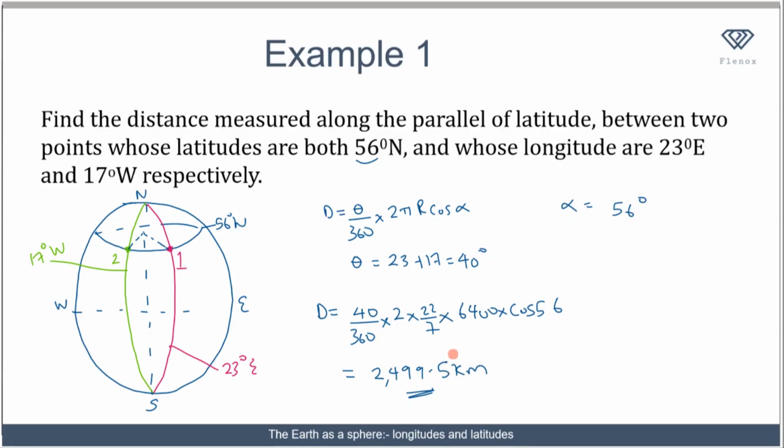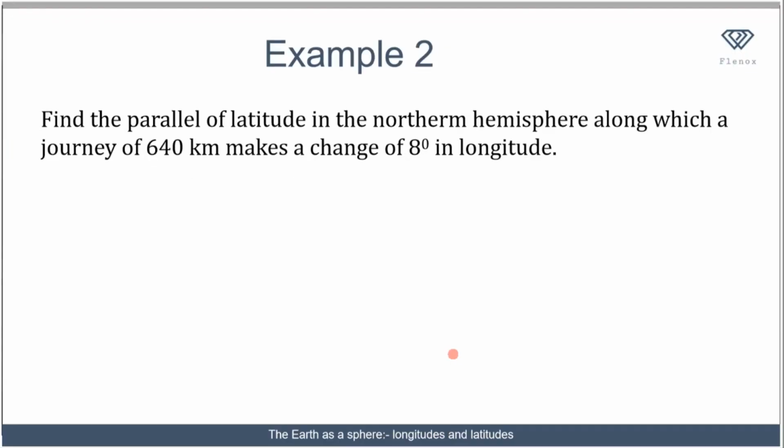So now let's move on to the last example we'll be looking at. Here we are told to find the parallel of latitude in the northern hemisphere. This is a typo here; it is supposed to be northern hemisphere, along which a journey of 640 kilometers makes a change of 8 degrees in longitude. So now we're trying to find the latitude. Try drawing a sketch.